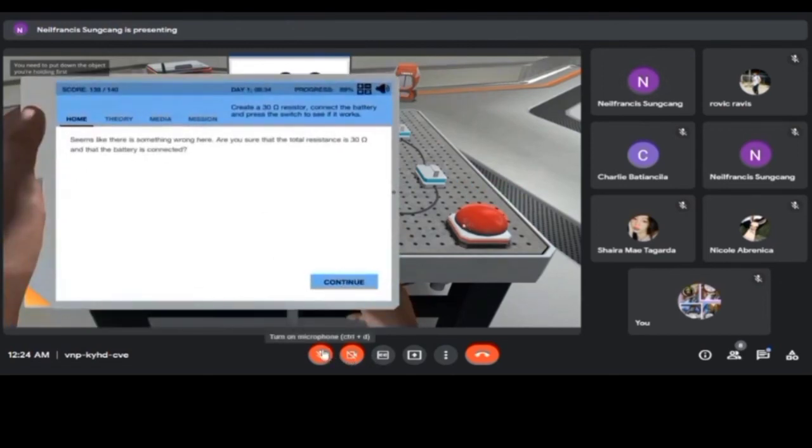Seems like there is something wrong here. Are you sure that the total resistance is 30 ohms and that the battery is connected?